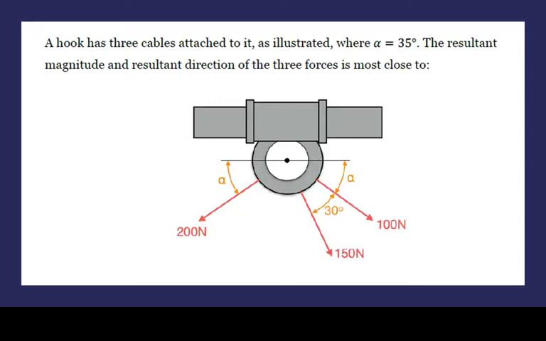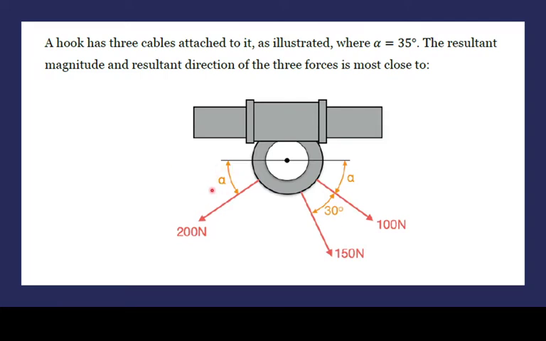Alright, in this statics problem we're given a hook problem. It looks like a hook has 3 cables attached to it as illustrated, where alpha is 35 degrees. The resultant magnitude and resultant direction of the 3 forces is most close to... Okay, so that's the problem we have to find. It looks like we have most of the information here.